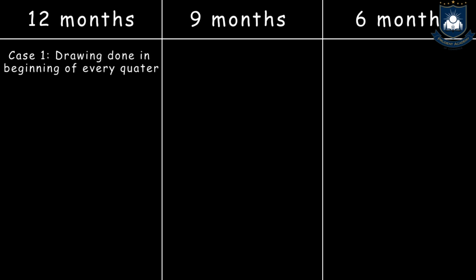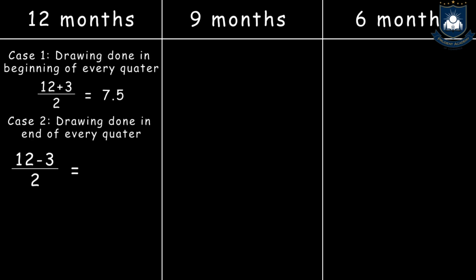Since we just now discussed that one quarter has 3 months and the accounting period is 12 months, what we will have to do is take 12 months, because that is the accounting period, plus 3, because that is the quarter. 12 plus 3 divided by 2 becomes 15 by 2. So what will be the answer? 15 by 2 is 7.5 months.